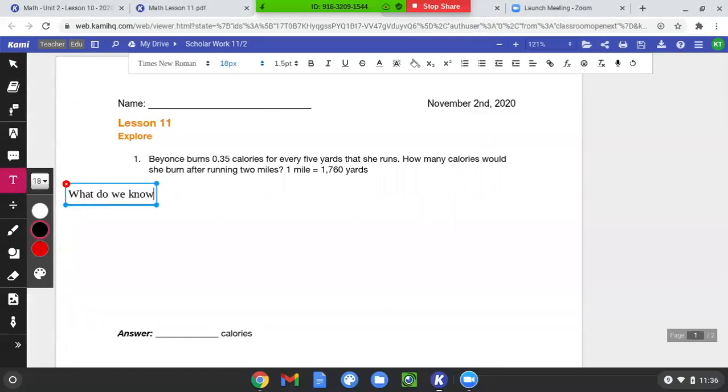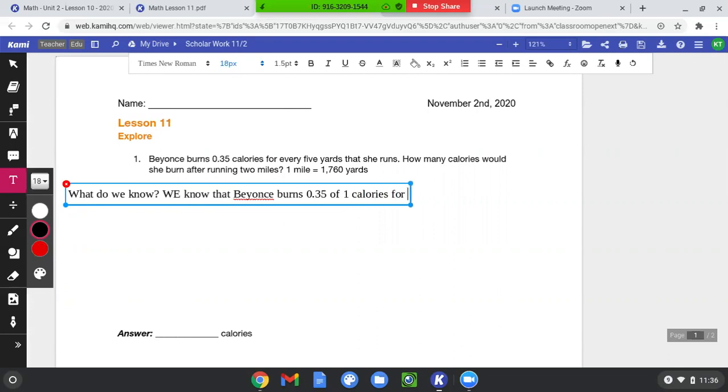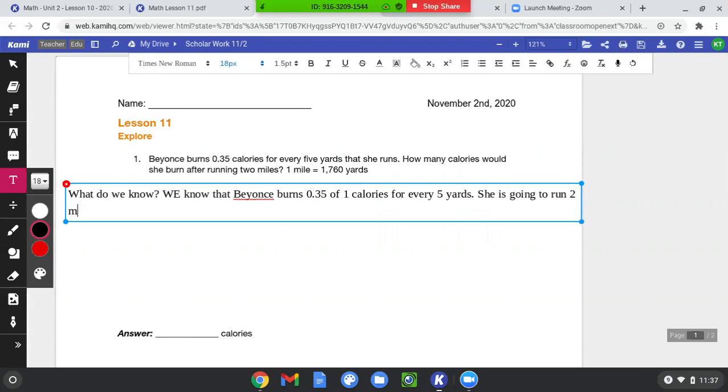What do we know? We know that Beyonce burns 35 hundredths of 1 calorie for every 5 yards. And then we know that she is going to run 2 miles. Finally, we are told that 1 mile is 1,760 yards. So, what is our game plan?